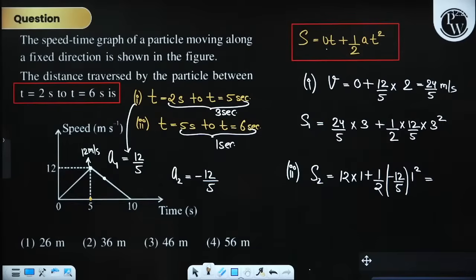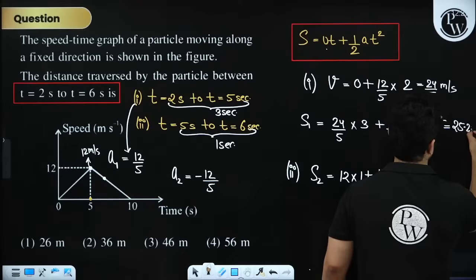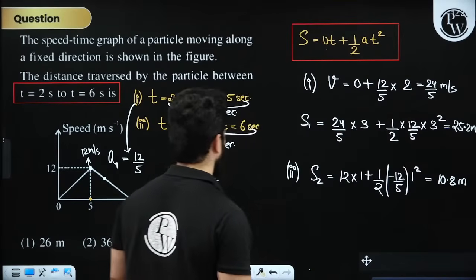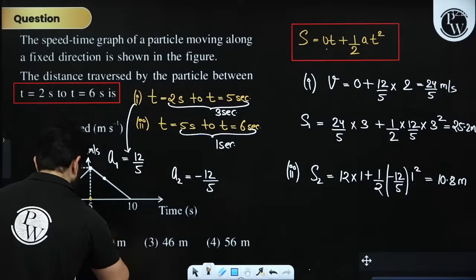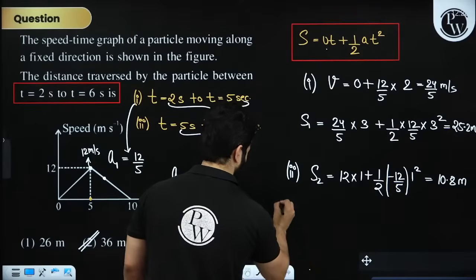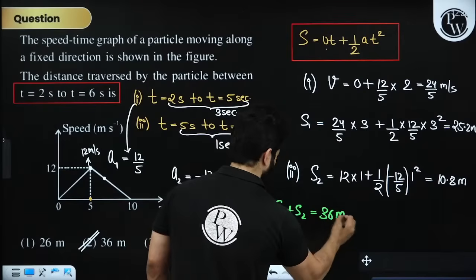Let me tell you what answer you will get, my dear friends. First you are going to get 25.2 and 10.8. This is 25.2, and this is going to be 10.8 meters. Clear, my dear friends? So this is going to be 36. So 36 meters. Finally, the answer, S1 plus S2, is going to be 36 meters.